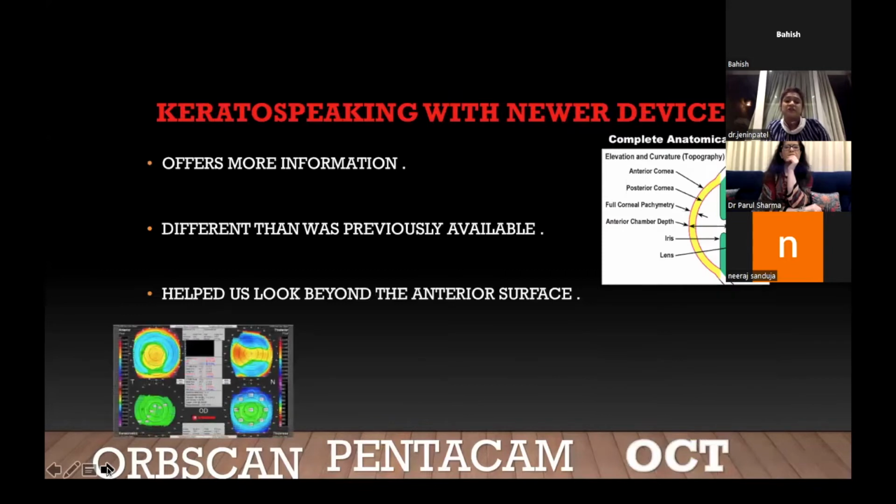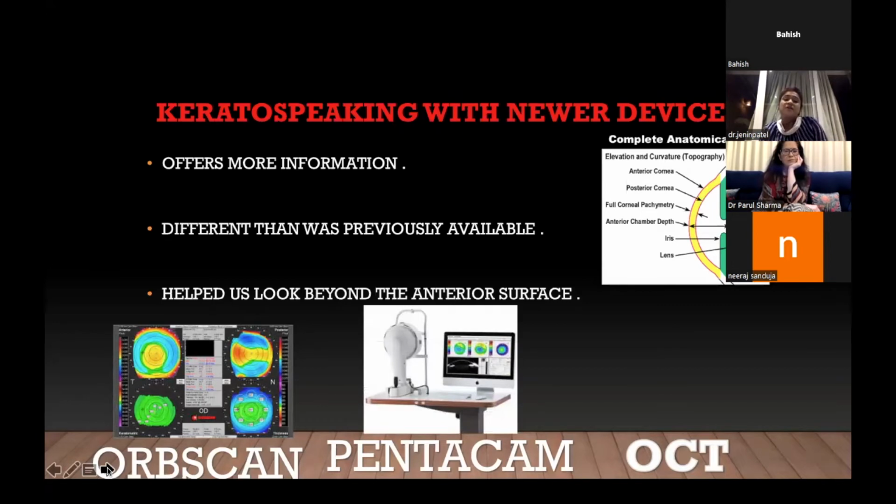The first such device was the Orbscan. The Orbscan was a two scanning slit system where it scanned the cornea for 180 degrees. The data over here for the posterior cornea was extrapolated data. It did not truly measure the posterior cornea. But what it did give us was the corneas which were at risk of developing ectasia. After this, we came to the Pentacam.